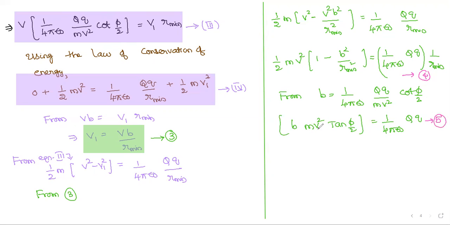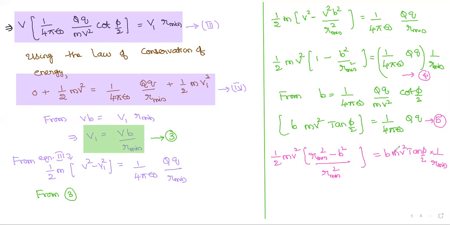From these two, what I am going to write, taking the left hand side as usual, is mv square into 1 minus b square by r minimum square. If possible, I take the LCM straight away. So better I take LCM, that is r minimum square minus b square by r minimum square, is equal to b into mv square into tan phi by 2 into 1 by r minimum.